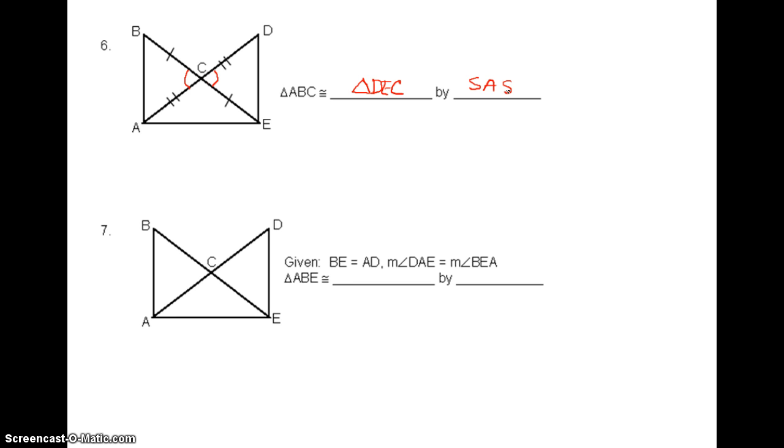Given BE is equal to AD, measure angle DAE is equal to the measure angle BEA. Write a congruent statement for ABE. Okay, now in this one, we're trying to match up ABE. As you can see, ABE is here. So they're going to be overlapping, so we need to separate them. So let's just, this one right here. Doesn't have to be perfect. Everything just has to be in the same position. So they're overlapping each other.